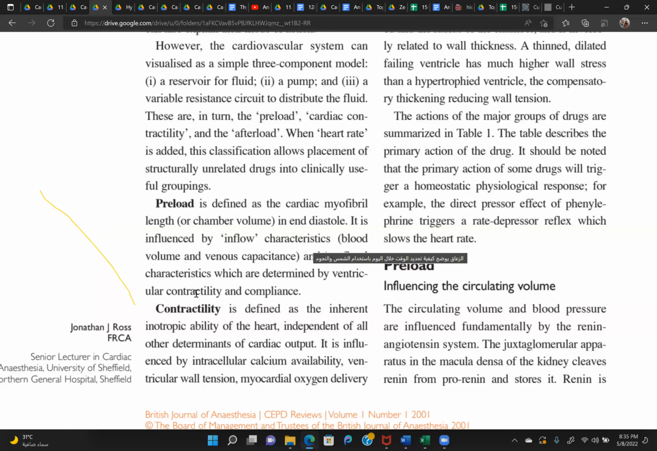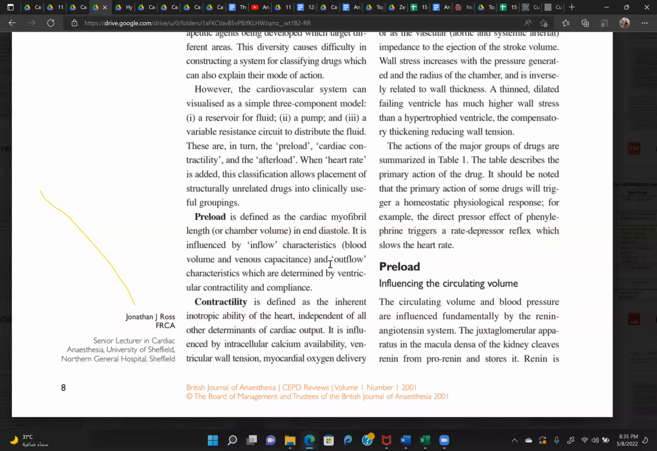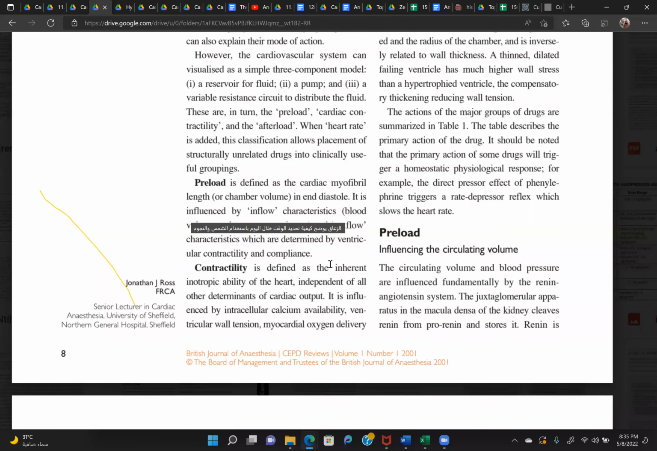So it is just like when you are pulling a rubber band. Okay. The more you stretch, the farther it will go. So that is the concept. So why is preload important? It is not only because the volume is decreased. Actually, volume will affect the contractility as well. So indirectly, it will be affecting the contractility as well. Okay.